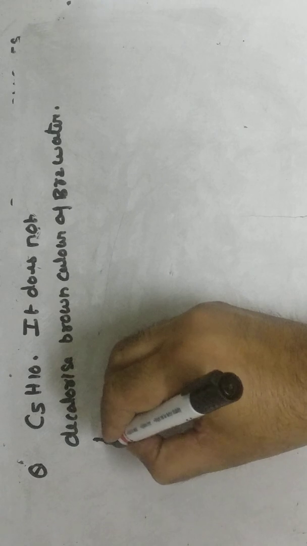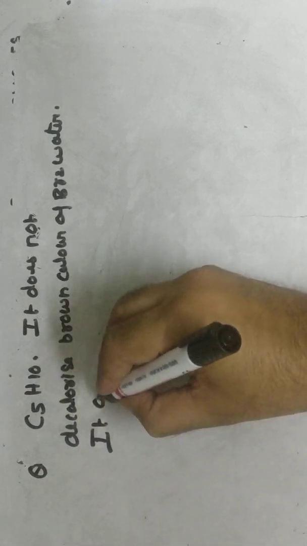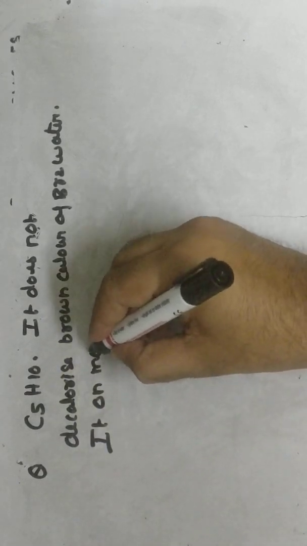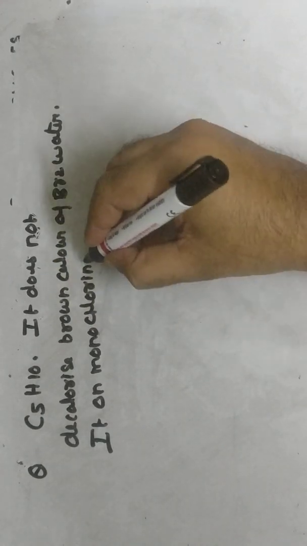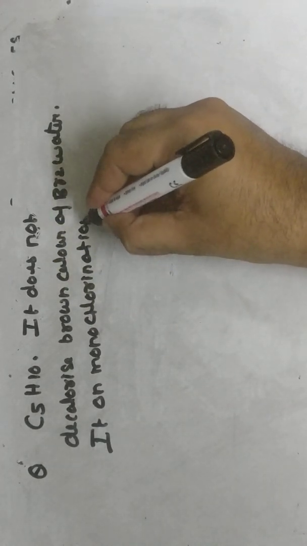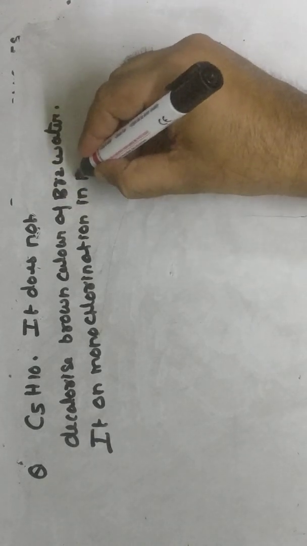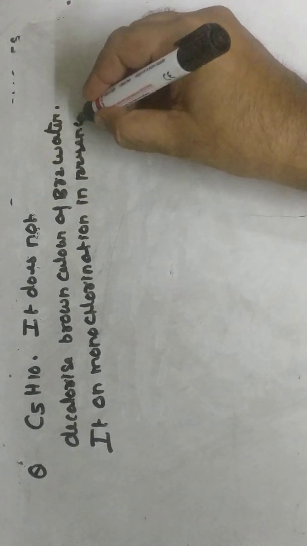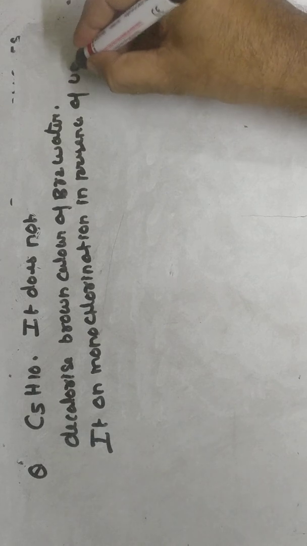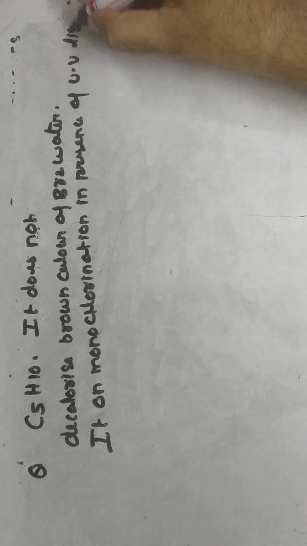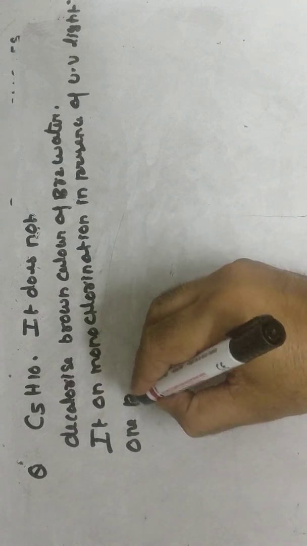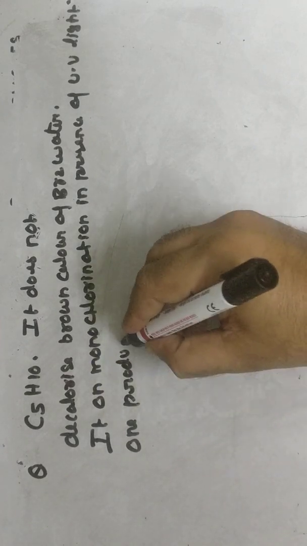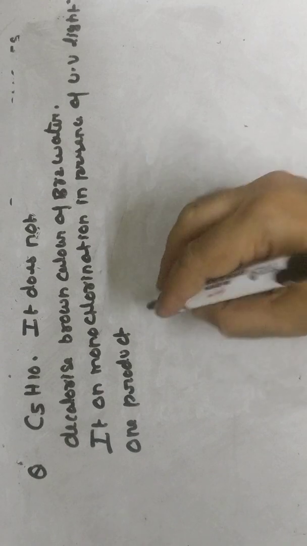It is written that on monochlorination, reacting with chlorine one time in presence of UV light, it gives only one product. This suggests all the 5 carbon atoms in this compound are equivalent. They are of the same type.